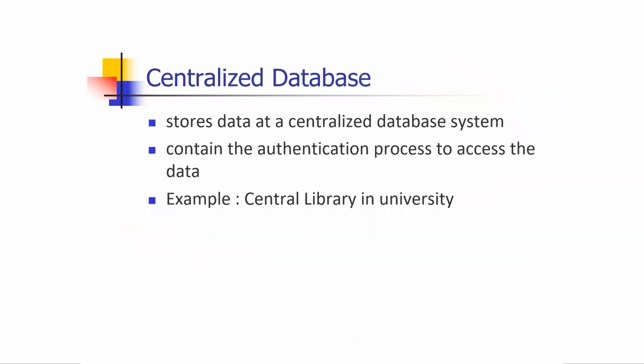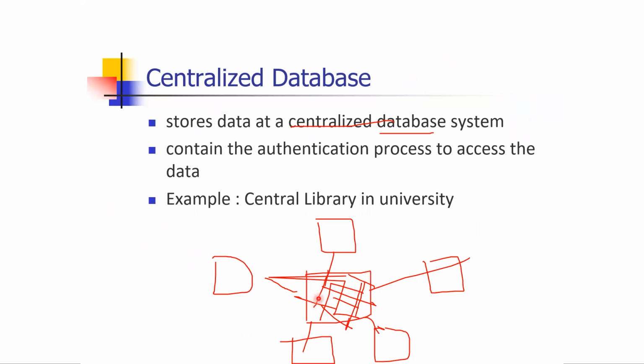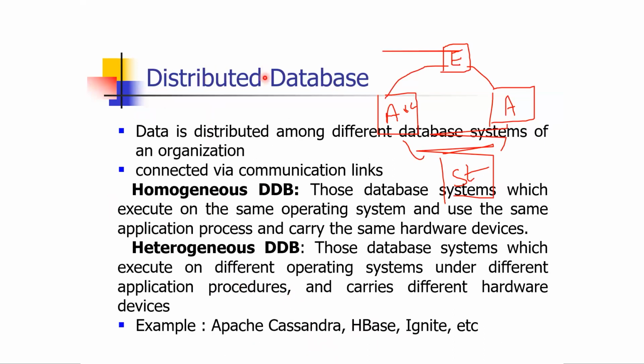The first was centralized, everything was at the central level. Second is distributed, where everything is distributed, with different databases for different sections. Homogeneous shares the same operating system, same application process, and same hardware. Hetero, everything is different. Okay, so this is the distributed database.